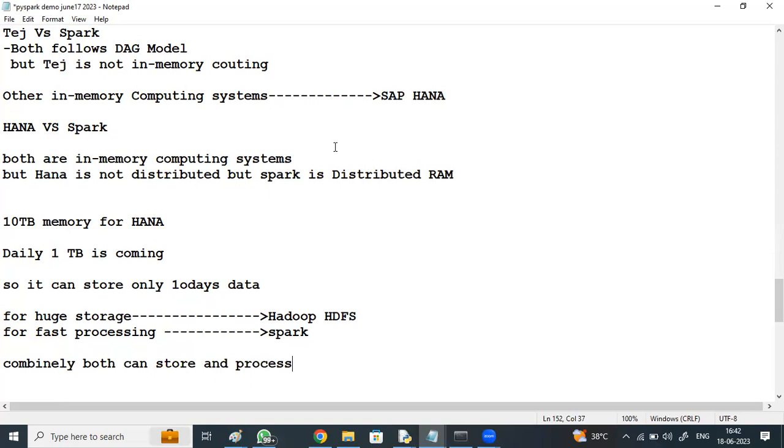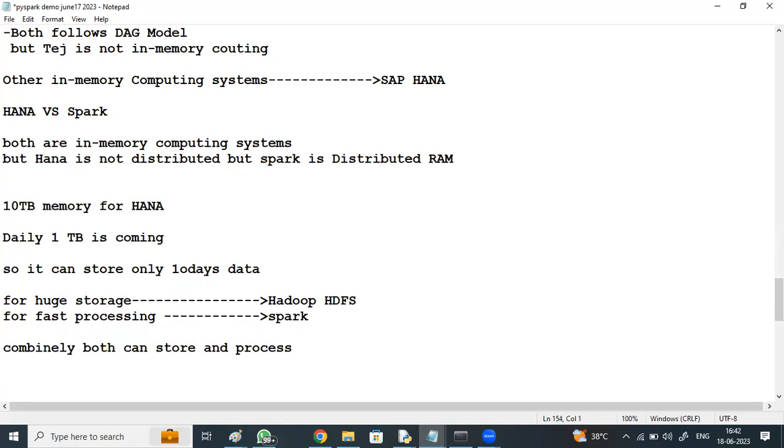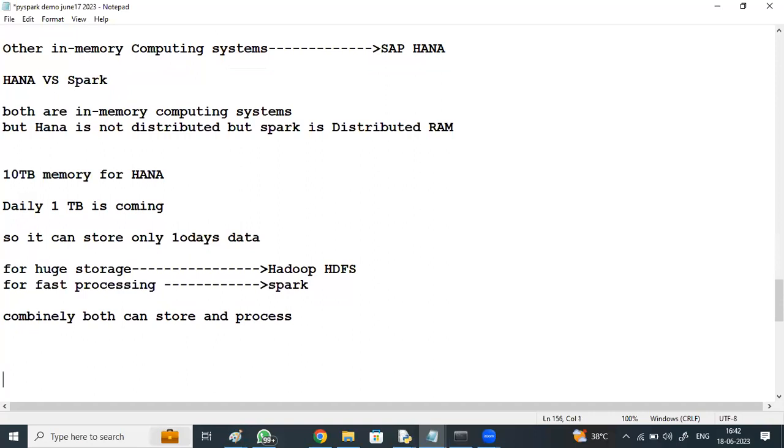Previously, we had SAN, right? Storage area networks, SAN for unlimited storage. It can store unlimited data, but it cannot process the data, right? Storage area networks.